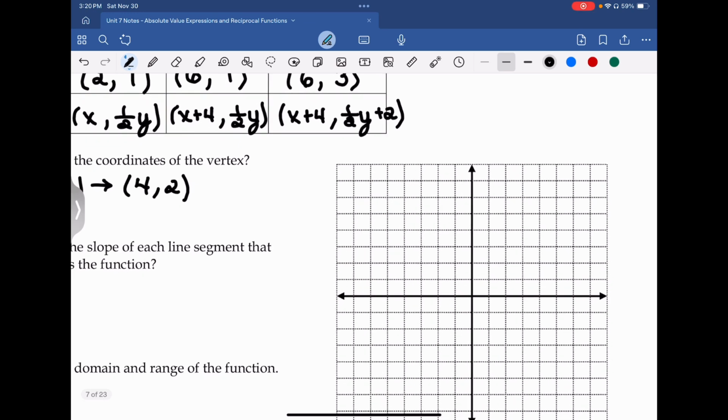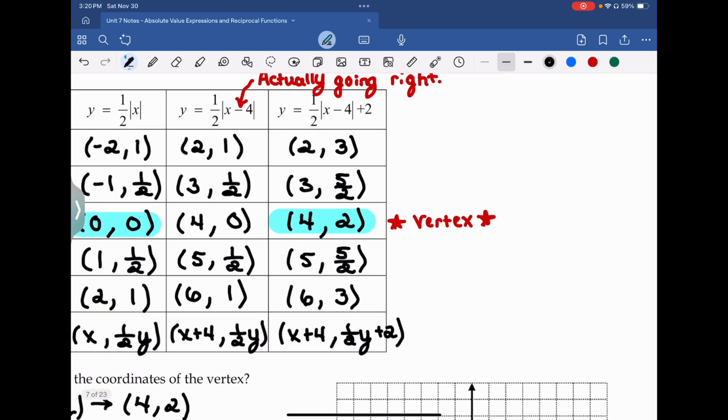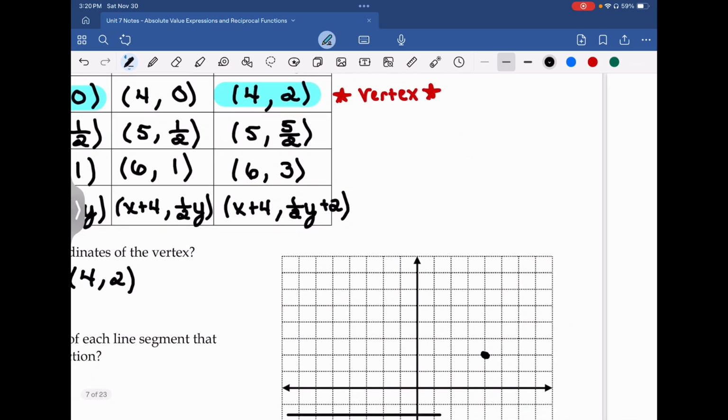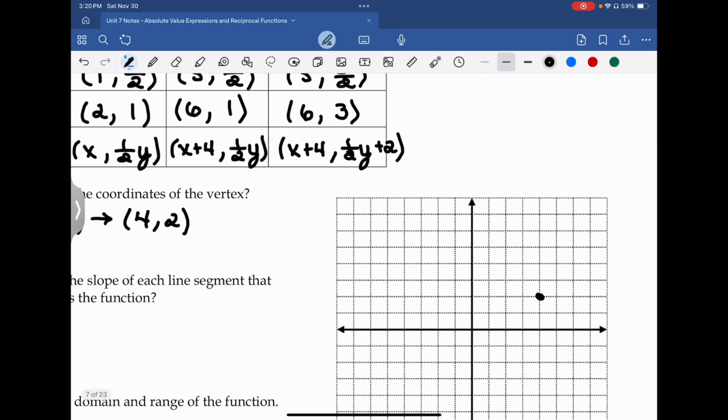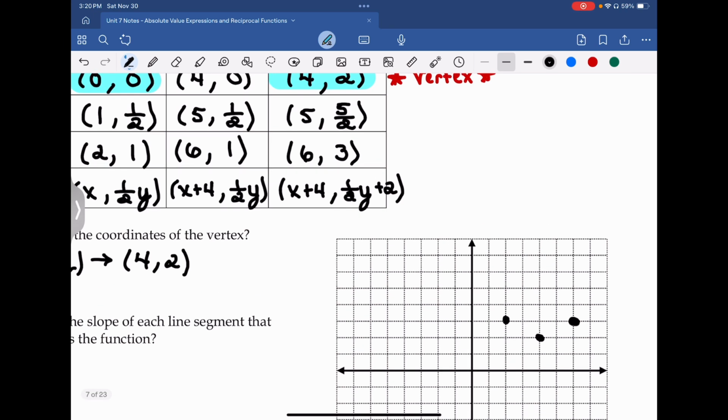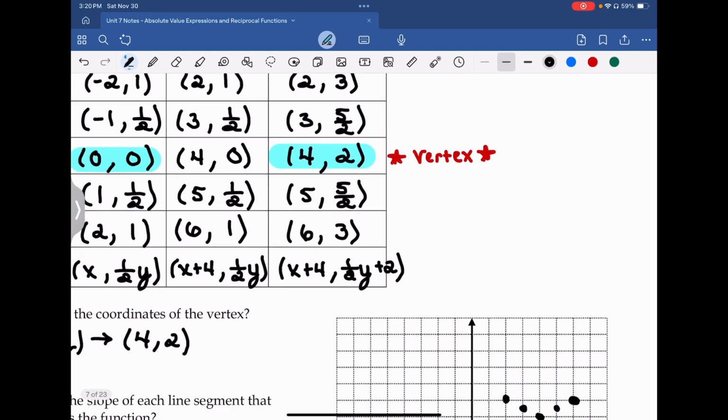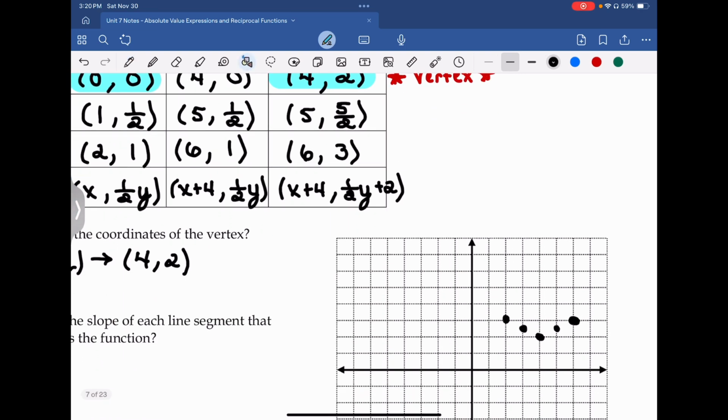So if my vertex is at 4 and 2, that means I'm going to be here. I'm then going to put in all these other points on the very right-hand column here. So we have 2 and 3, which puts us here. We have 6 and 3, which is 1, 2, 3, 4, 5, 6, and 3, which is here. We have 5 and 2.5, which puts us here. We have 4 and 2.5, or sorry, 3 and 2.5, which puts us here. And then do we have any other points that we can put? It doesn't look like it from this graph.